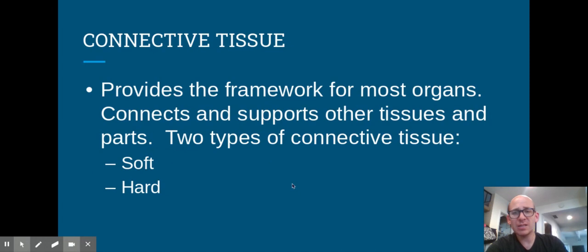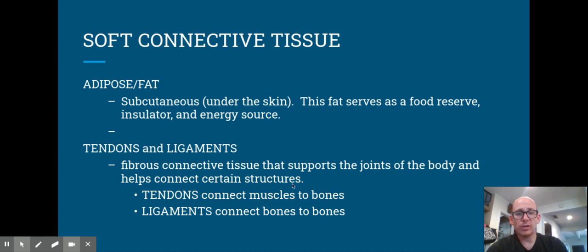Okay, next tissue is connective. Basically, this provides the framework for most organs. It connects and supports other tissue, and we look at two major types, which are soft connective tissue and hard connective tissue. If we look at soft first, we have some examples here. Adipose or fat tissue is subcutaneous, meaning it's just below the skin surface. You have the epidermis, dermis, then subcutaneous. This is where the adipose or fat tissue is held.